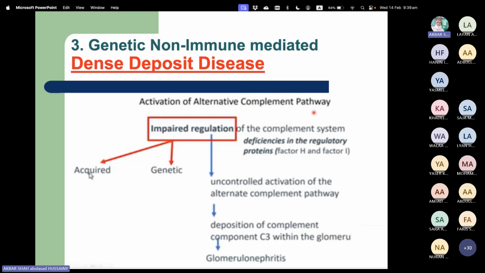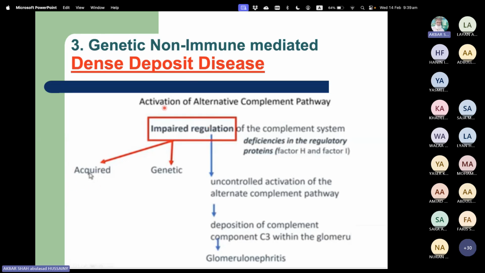One is the classical pathway, the second is the alternative pathway. So there are two pathways by which the complement gets activated and takes part in the inflammation. In this disease, this activation occurs without regulation. This can occur in some genetic diseases. Sometimes it can occur by an acquired method, by autoantibodies.